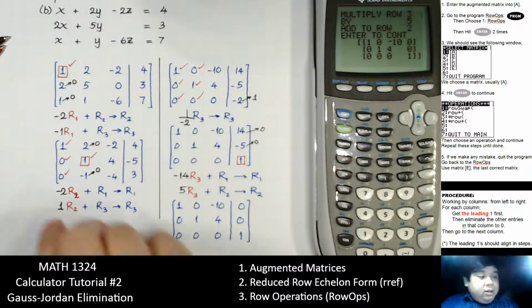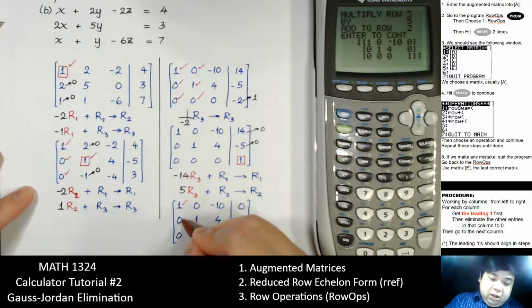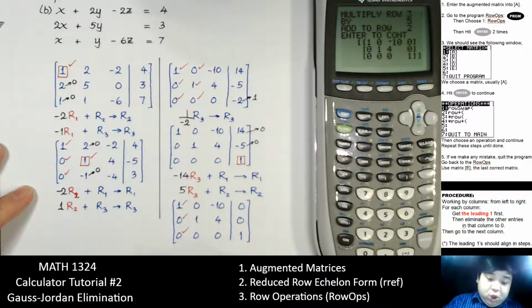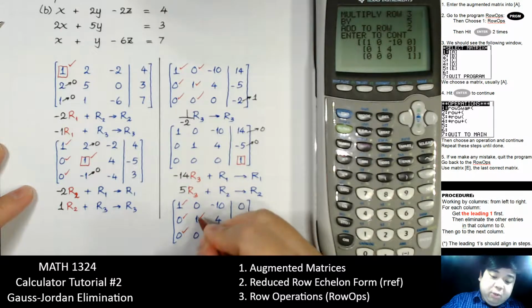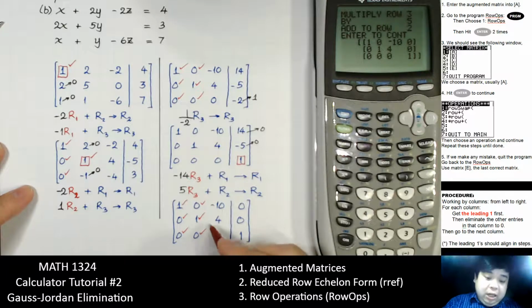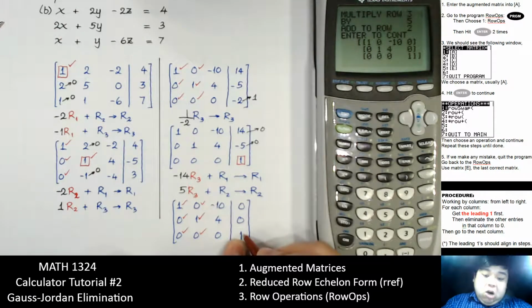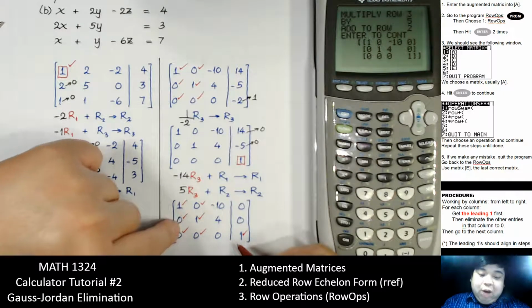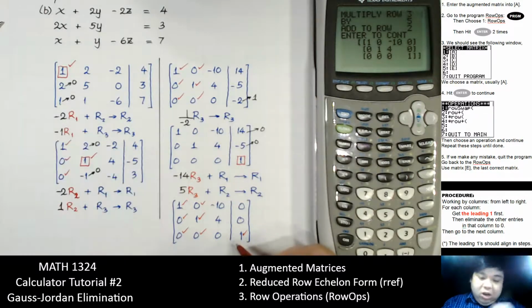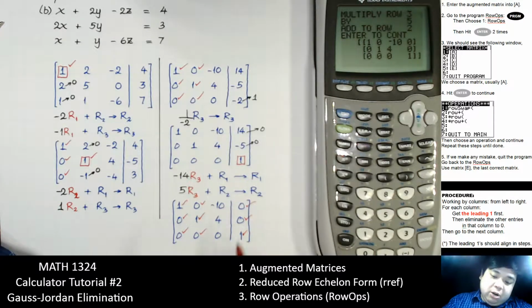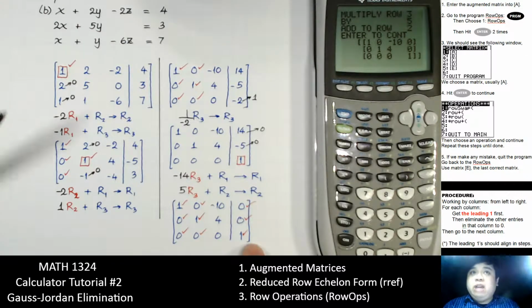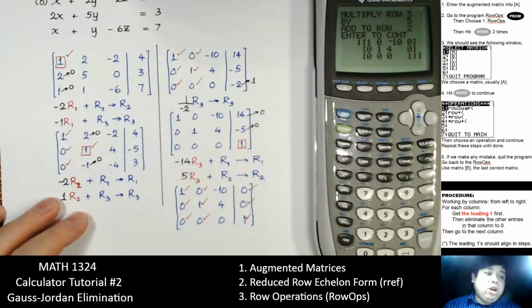Now we check. We have 1, 0, 0. First column is good. Second column we have the 1, 0, 0, which is good. We cannot do anything with this column, so we're going to skip this. On the next one we have 1, which is good, and go down to the right, so that's also good, and those 0, 0, which is good. So this is in the RREF form. We can write the solution from here.